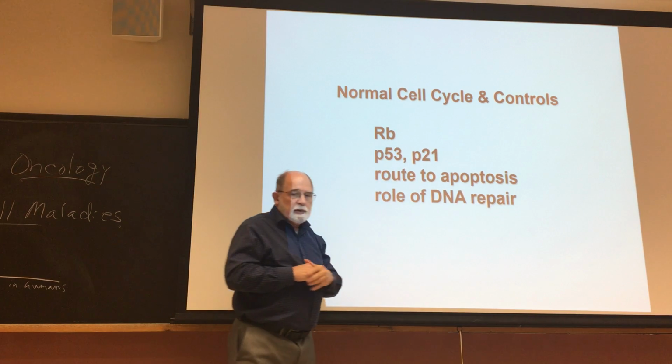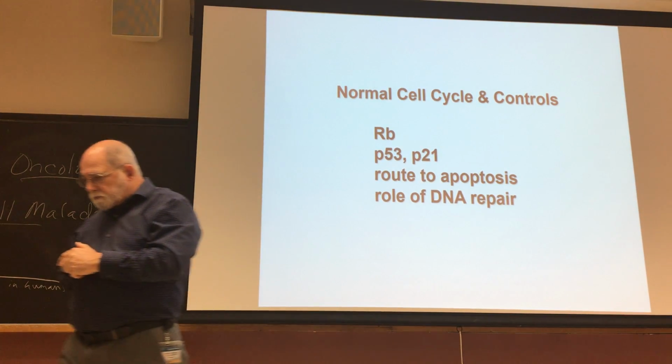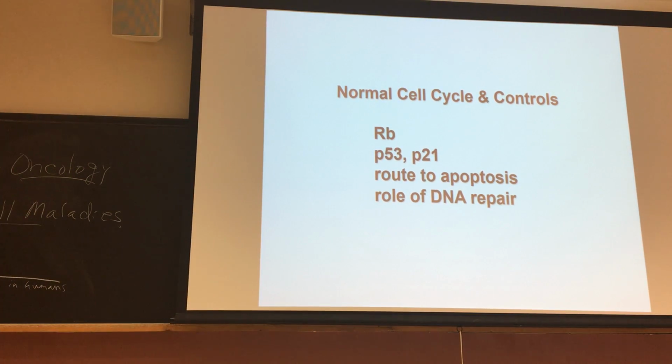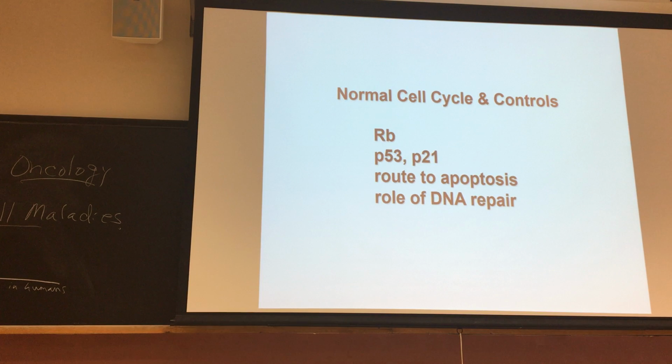P53 turns out to be a very, very common target for mutational chemical agents, and is normally associated with prevention of cells, is associated with an inability to prevent damaged cells from going into mitosis.